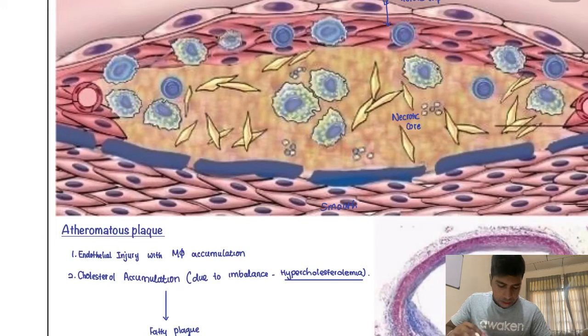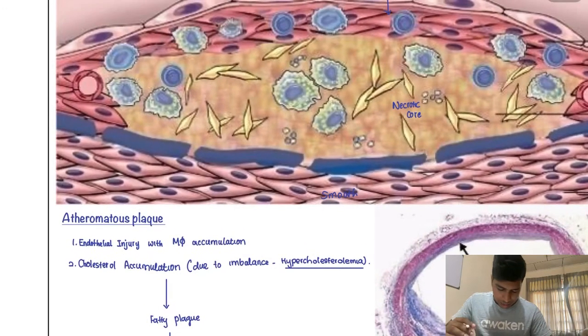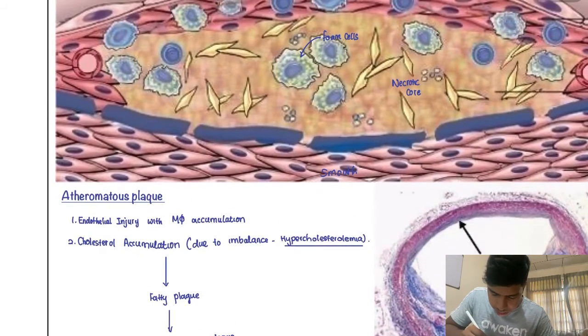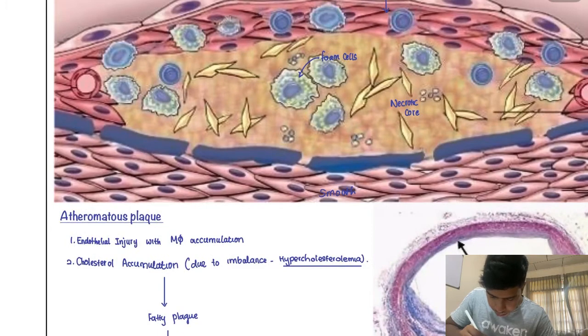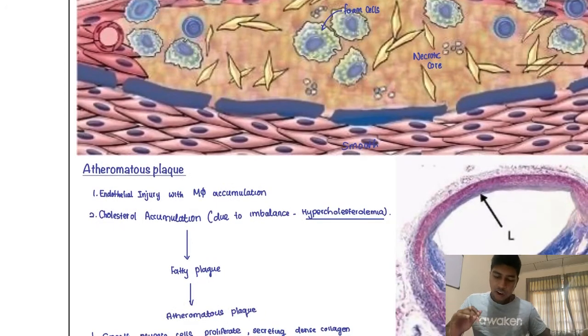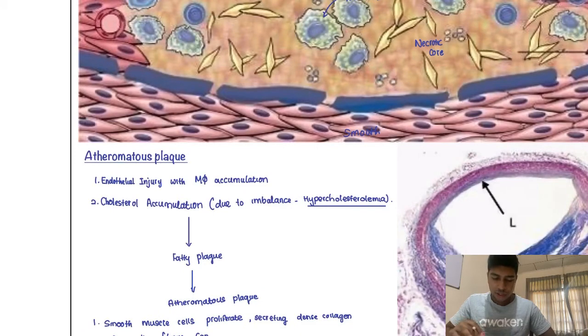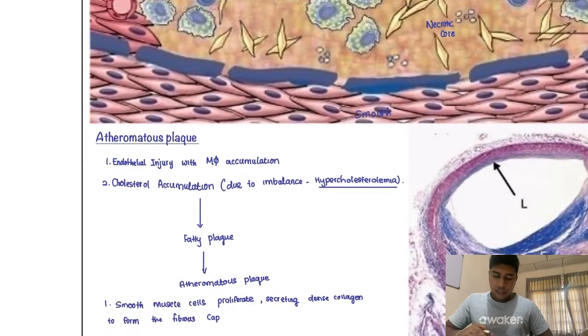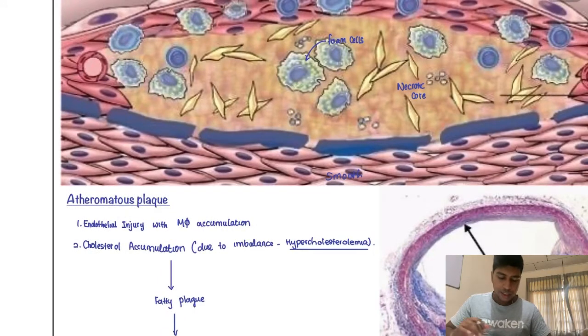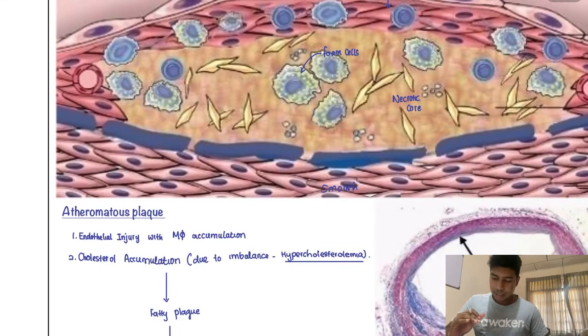So what do the macrophages do? They're going to eat the cholesterol. They're going to ingest the cholesterol. And you can see these cells here. These are called foam cells. That is, they have ingested the cholesterol and are now called foam cells. They're full of cholesterol. This is why people with high cholesterol usually tend to get these atheromatous plaque deposits. That is going to narrow the blood vessel.